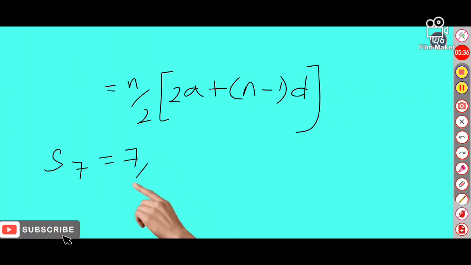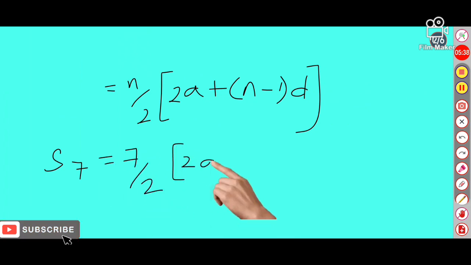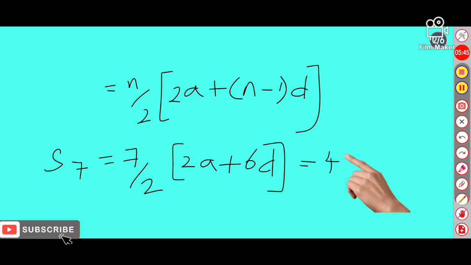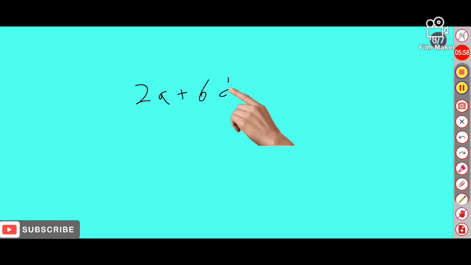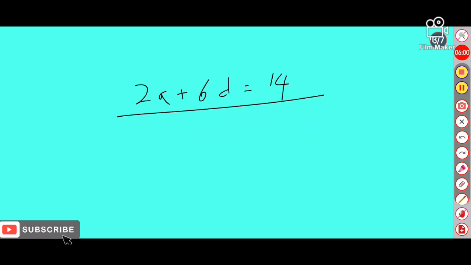S7 is nothing but 7 by 2 into (2a plus 6d), and that is equal to 49. When the 2 goes there it becomes 14, and 7 by 2 goes there and becomes 2 by 7. So 2a plus 6d gives you 14. Keep it as equation 1.